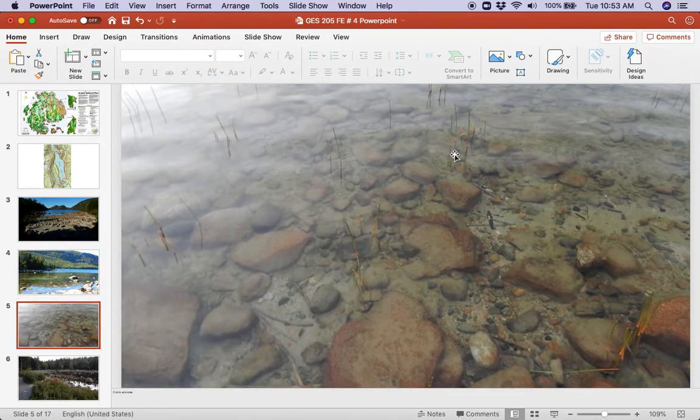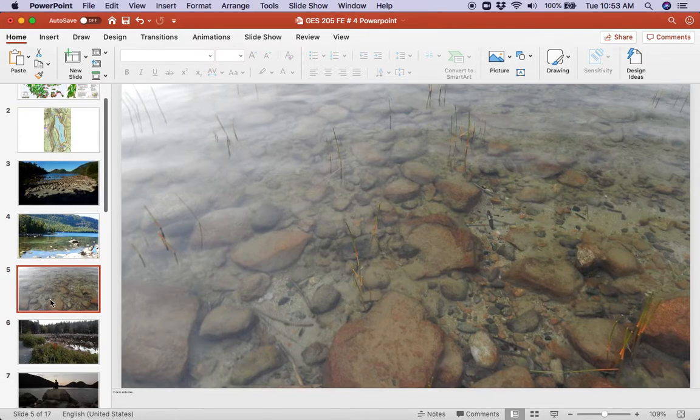This picture looks right into the water. You can see just how clear the water is, and that glacial till again, the sparse vegetation, and these little water reeds that are in the pond.